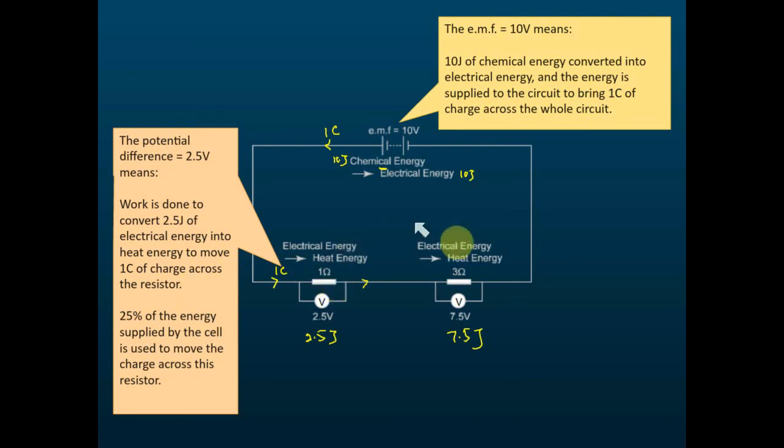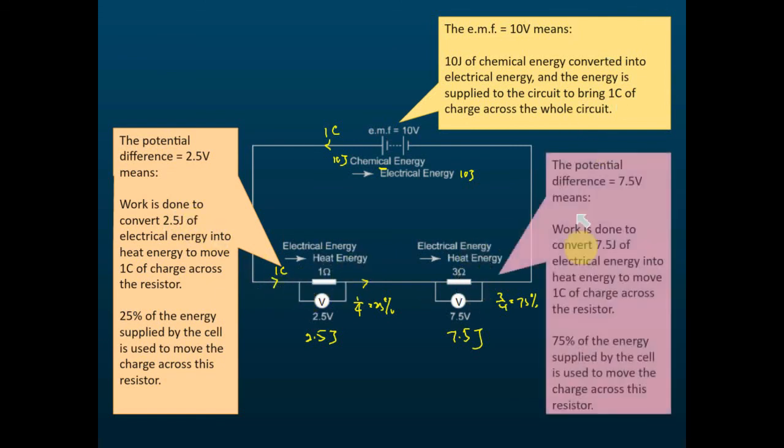Okay, this is 1 ohm and this is 3 ohm, so 25%, because this is 25% of the load resistance, so 25% of the energy supplied by the cell is used to move the charge across the resistor. Why 25? Because 1 ohm and 3 ohm together make 4 ohm, right? This is 1/4, which means 25%. This is 3/4, this is 75%. That's the meaning of potential difference 2.5 volts. That's how much work is done to move 1 coulomb of charge across these 2 points.